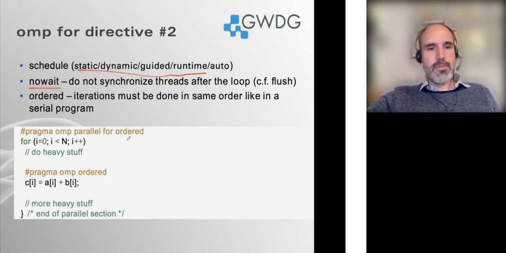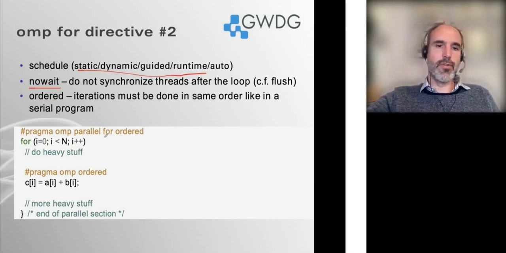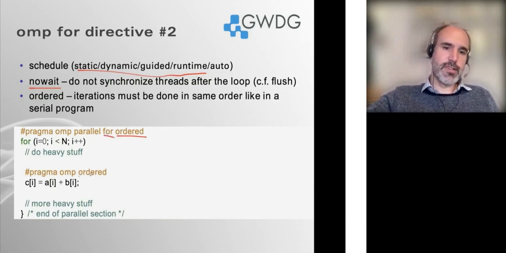Then there are other ways to control the execution of a for loop. We can ask for it to be ordered, and that means that iterations must be done in the same order as they would be executed in a serial program. Here you have two examples. Here, ordered is a clause for the for directive, and here ordered is a directive.